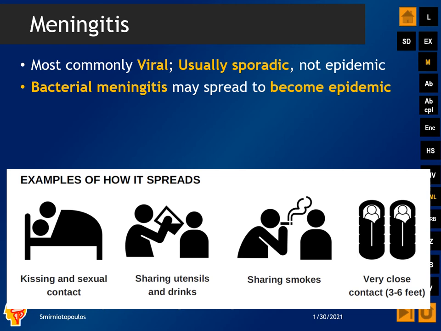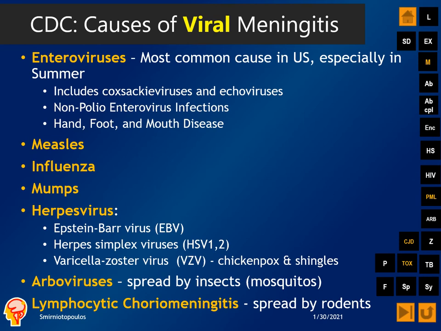And bacterial meningitis can be spread through intimate contact, through sharing utensils, sharing cigarettes, and close contact less than 3 to 6 feet away. What are the causes of viral meningitis? Well, the most common cause in the U.S. are enteroviruses, and this is much more common in the summer. And this includes Coxsackie and echoviruses, non-polio enterovirus, and hand, foot, and mouth disease. Measles, influenza, and mumps can also cause viral meningitis. Herpes viruses may cause viral meningitis, as well as insect-borne arboviruses and lymphocytic choriomeningitis virus, which can be spread by rodents.